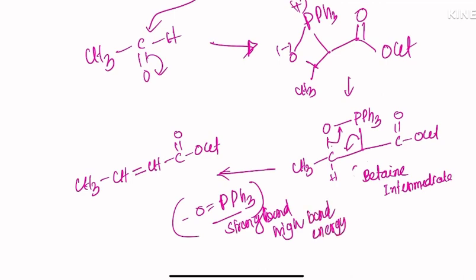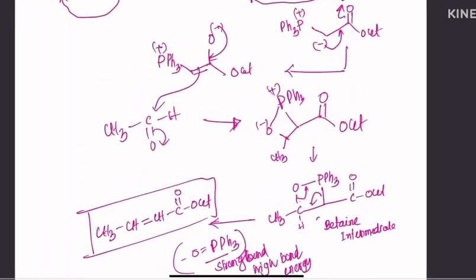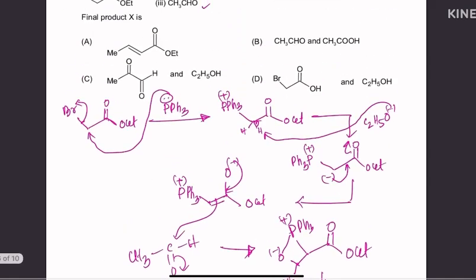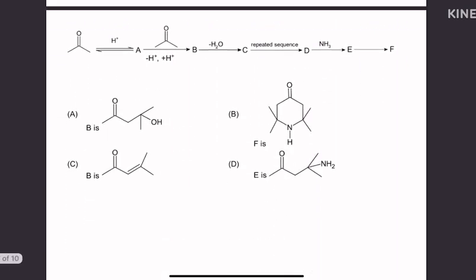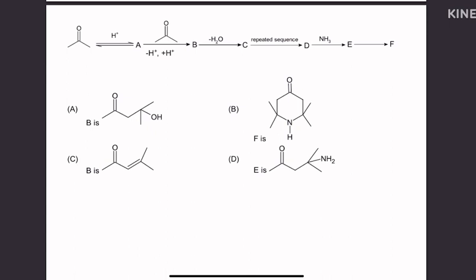So because of the driving force of this high bond energy, that PPH3O will be out and it will form this kind of system. So let's see the answer. So A is the correct answer. Let's see the next question.